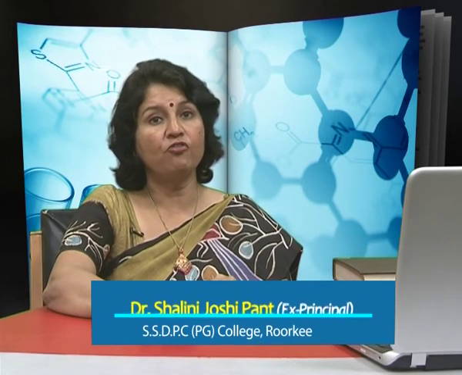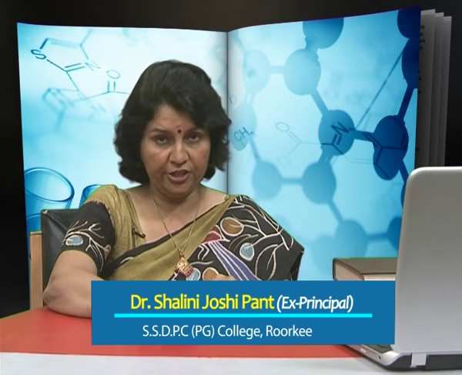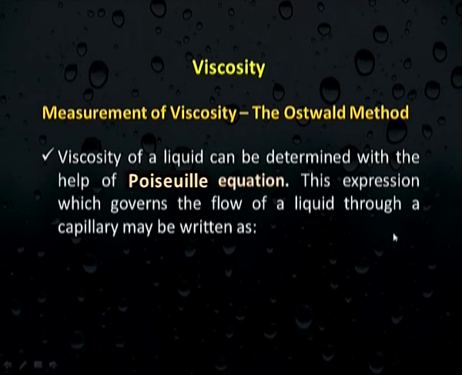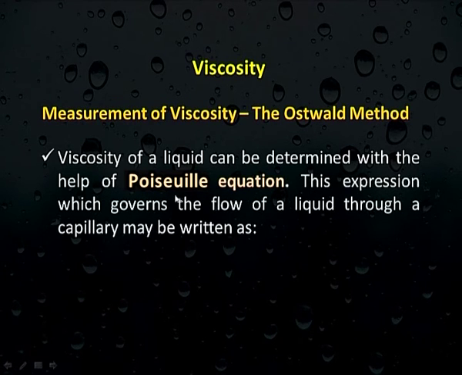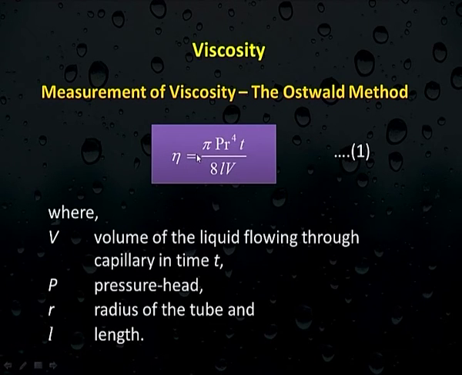Now, how will we measure the viscosity of a liquid? The Ostwald method has been the most common method for its determination. Viscosity is determined with the help of Poiseuille's equation. This expression can be written as eta is equal to pi P r to the power 4 t upon 8 LV, where V is the volume of the liquid flowing through the capillary in time t, P is the pressure head, r is the radius of the tube and L is the length.